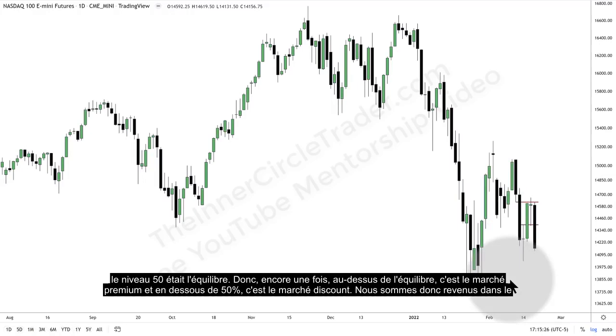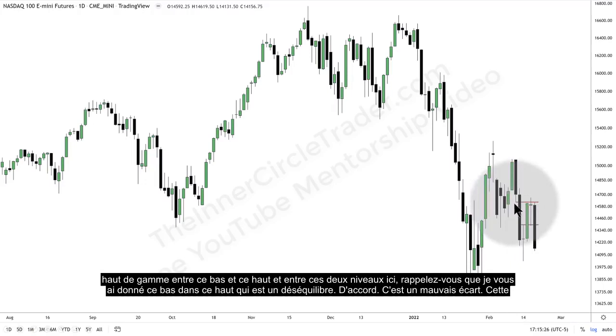So we traded back up into the top end of the range between this low and this high, and between these two levels here. Remember, I gave you this low and this high. That's an imbalance. Okay, it's a fair value gap.